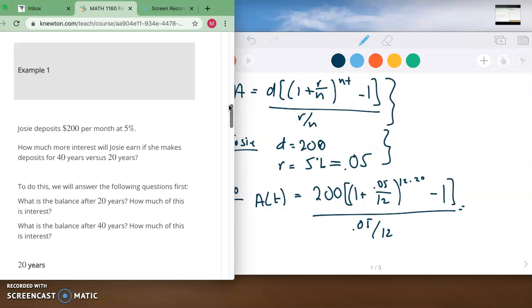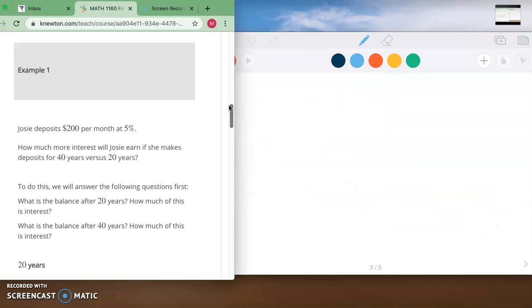And we get on the top 342.528. And on the bottom, we have 0.05 divided by 12. And that is 0.004167. So when we divide that, we get about 82206.7. So let's go over to the other page. So we had 82206.7.